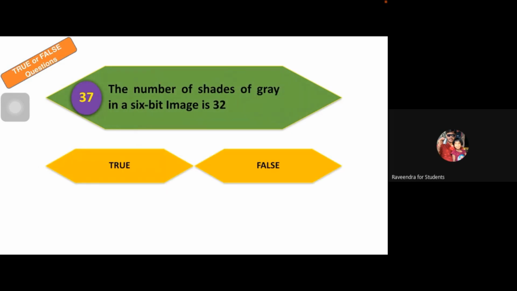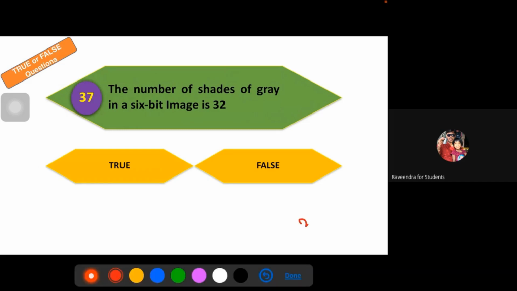Next, the number of shades of a gray level in a 6-bit image is 32 here. So again 6 bits is given, 2 power 6 is 64, but here it is given as 32. Therefore, it is also false. Then KL transform, also known as Hotelling transform. Yes, according to 3 scientists. The names are Kohanen, Lowe, and Hotelling also worked before Kohanen and Lowe. Therefore, it is also called as Hotelling transform. Therefore, it is true.